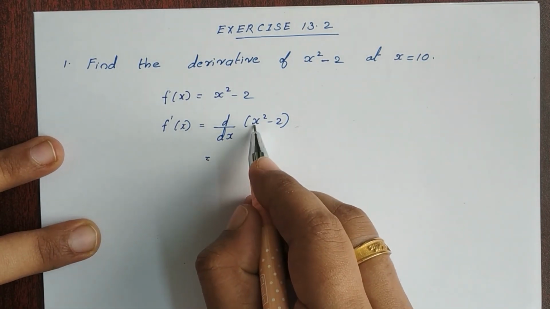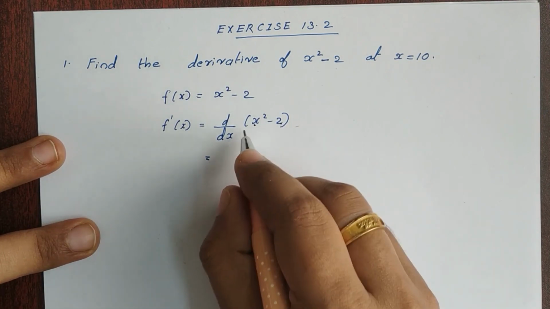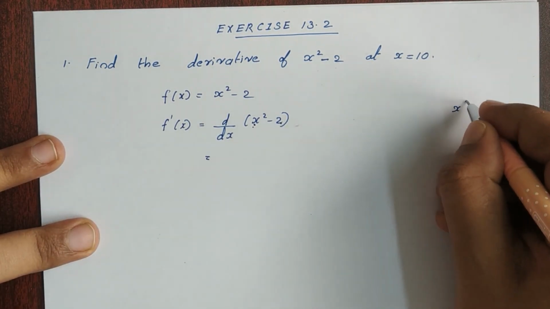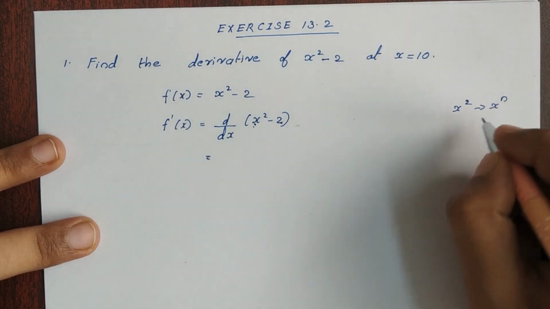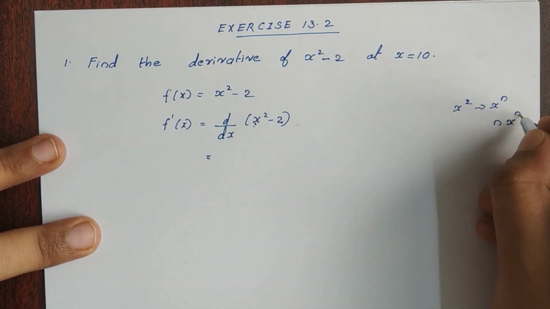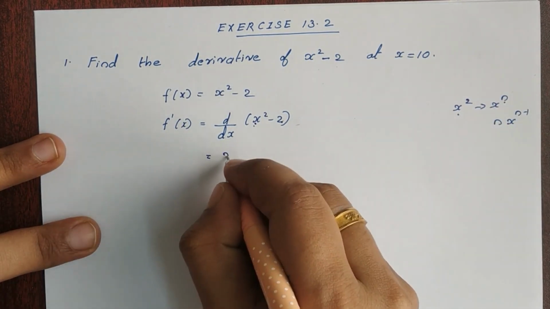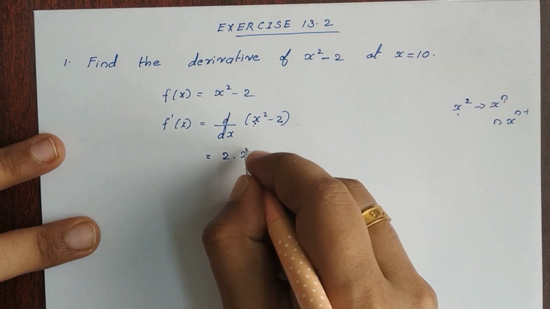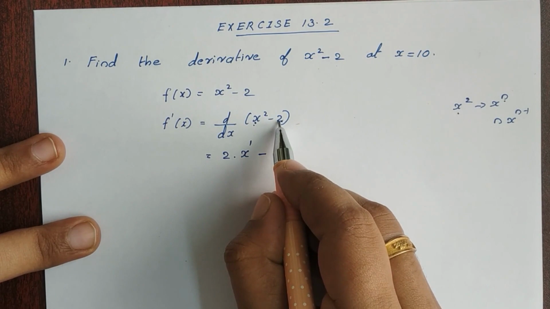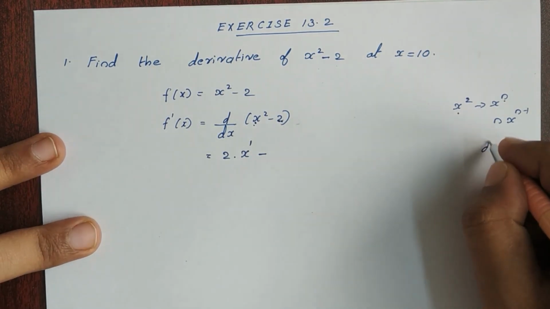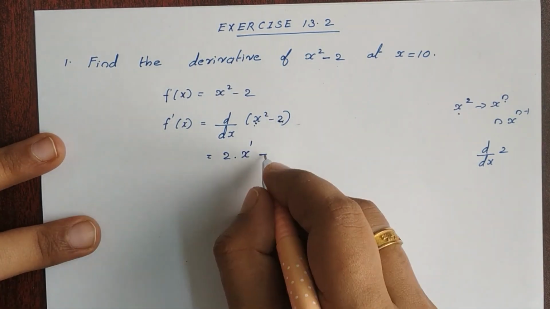First step, we take the derivative of x square. Now x square is in the form of x raised to n. The derivative of x raised to n is n into x raised to n minus 1. Here n is 2, so 2 into x raised to 2 minus 1, that is 2x. Then 2 is a constant, that is d by dx of 2, and the derivative of a constant is 0.